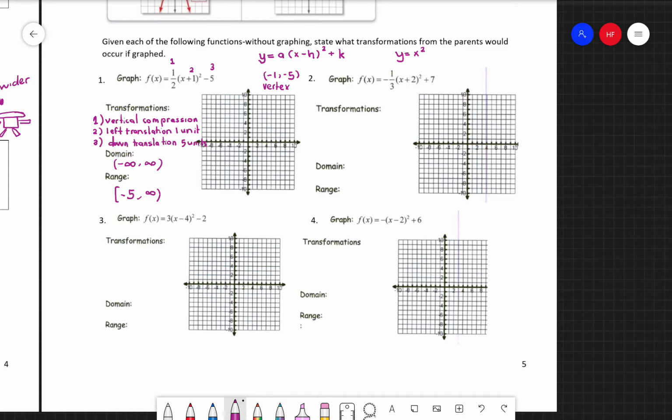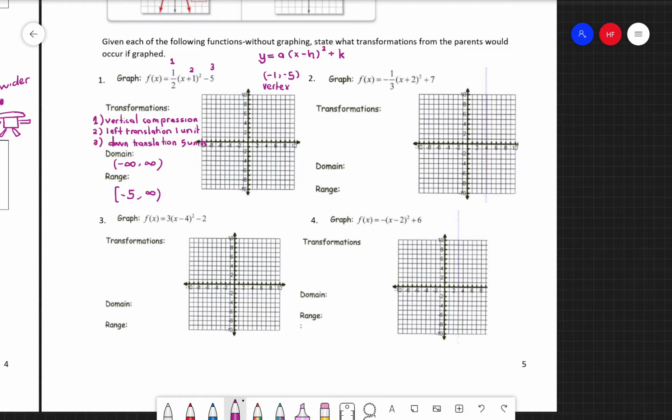So I'm not going to graph these. I'm just going to do the transformations in the domain and the range on each. So then on number 2, we have -1/3(x + 2)² + 7.